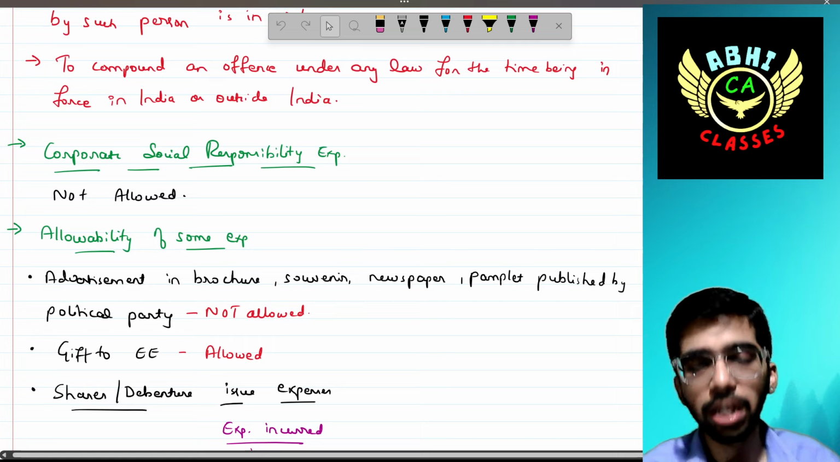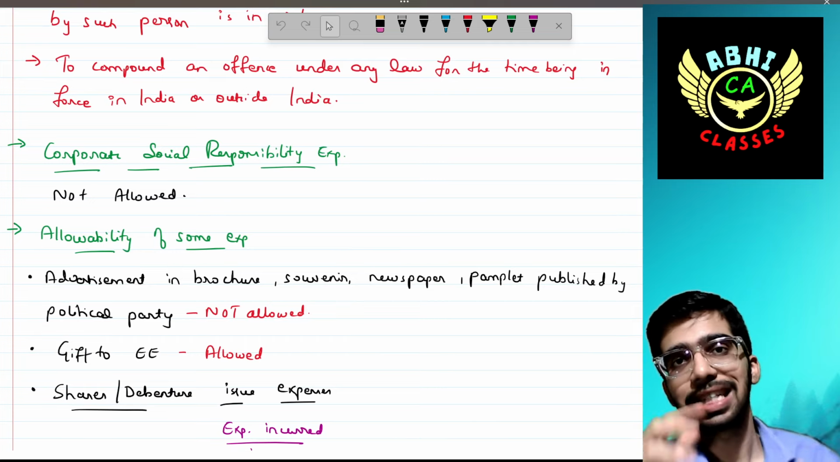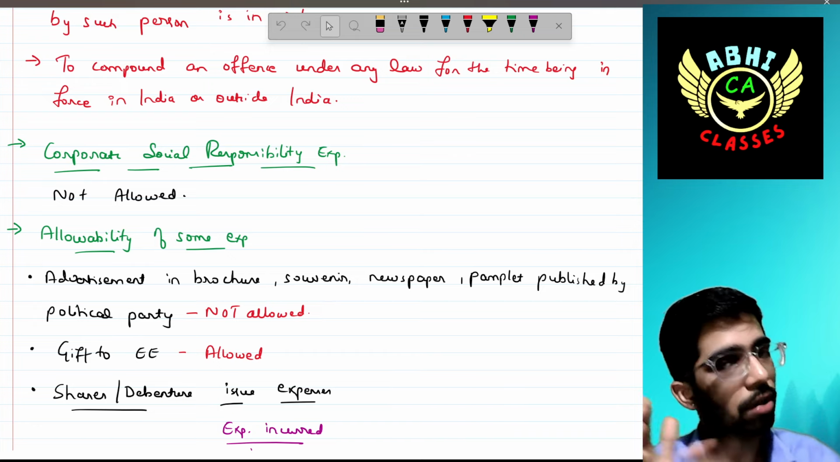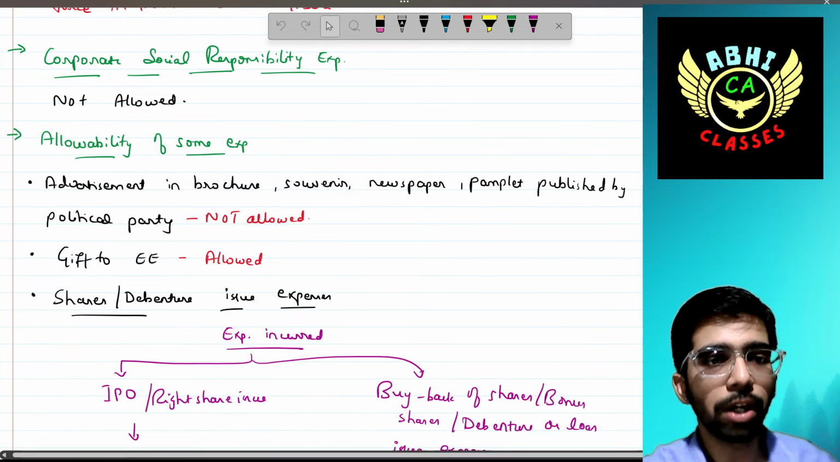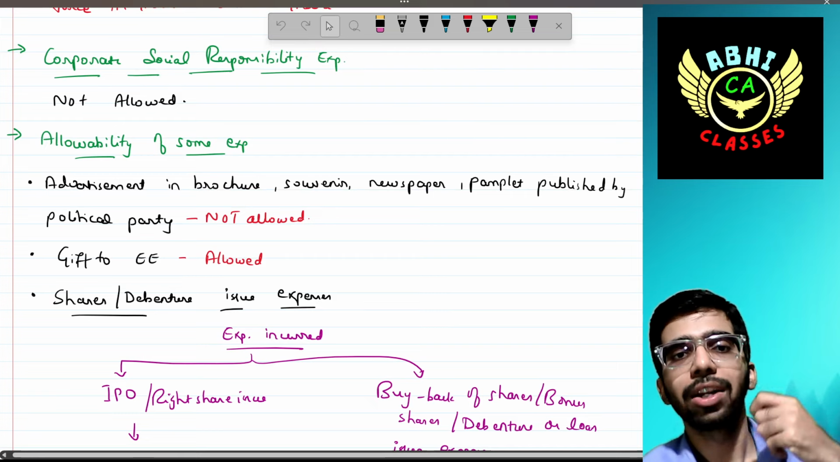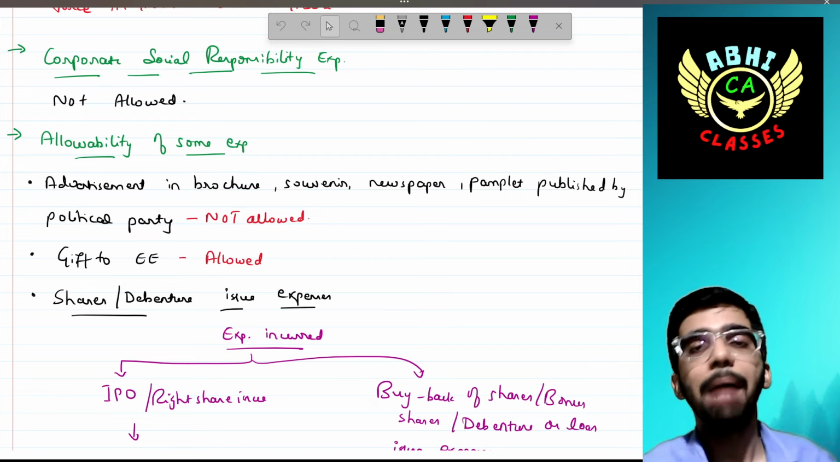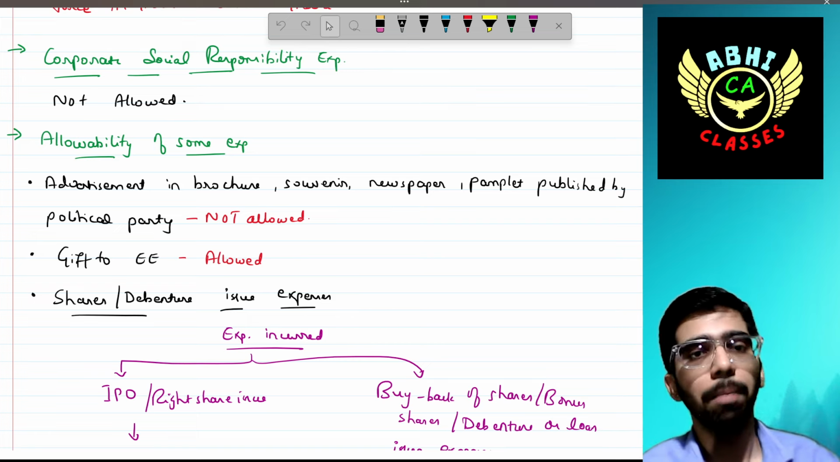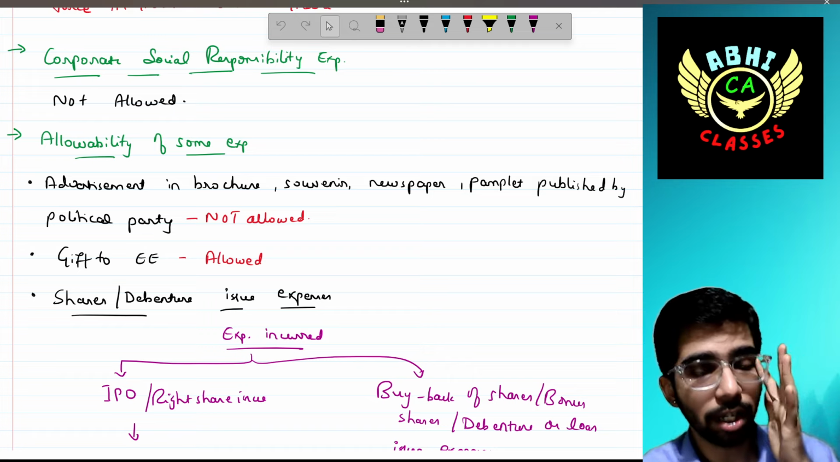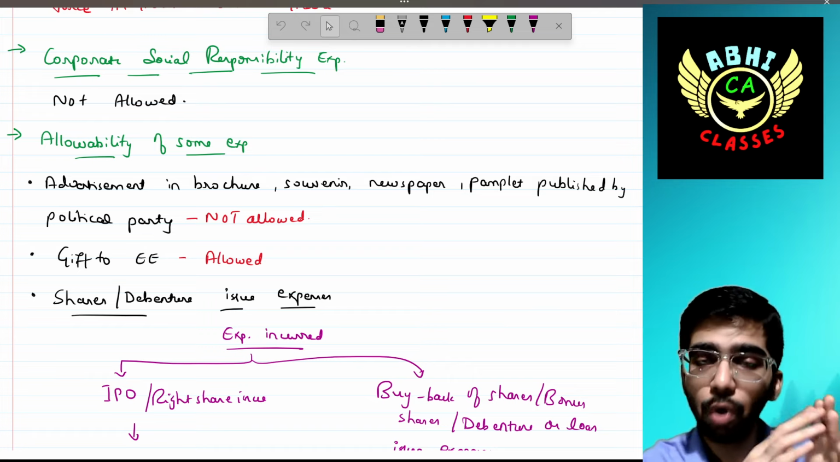If you are a company, if you are incurring any expenses for CSR activities, then that is also not allowed in the books of accounts of the company. Next, allowability of some expenses: advertisement in brochure, souvenir, newspaper or pamphlet published by a political party is also not allowed. If you have shown any related expenses, they should not be allowed.